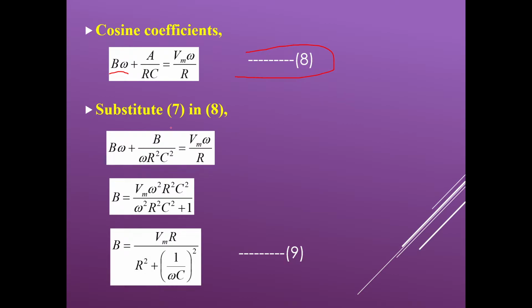Now substitute 7 in 8. If you substitute 7 in 8, you will get B omega plus B by omega R square C square equal to Vm omega by R. Here only B terms are there, so you can easily determine B. So B is equal to Vm omega square R square C square by omega square R square C square plus 1. If you simplify further, you will get B is equal to Vm R whole divided by R square plus (1 by omega C) square. Consider it as equation number 9.